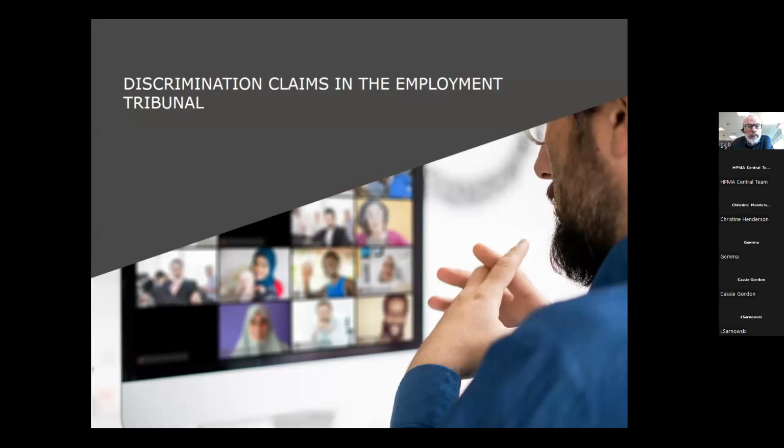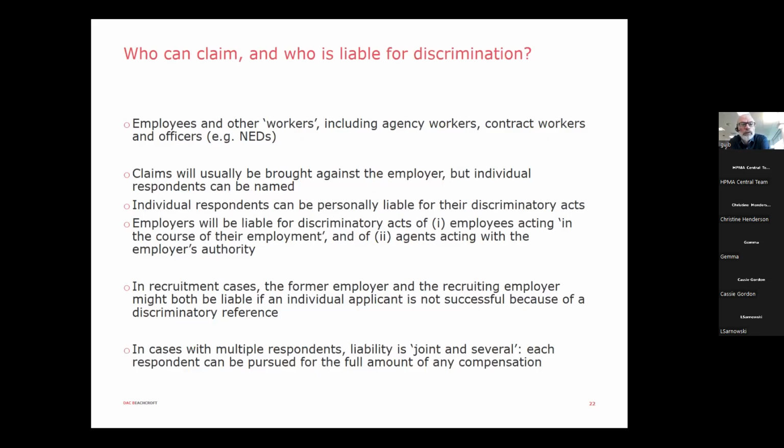All right, so a little bit about discrimination claims in the employment tribunal and how they arise. So first of all, who can claim in the employment tribunal? And clearly the most obvious category of claimants from your point of view are employees, but most of you will be aware that the definition of employees is wider in the Equality Act than it is, for example, in the Employment Rights Act, which deals with things like unfair dismissal.